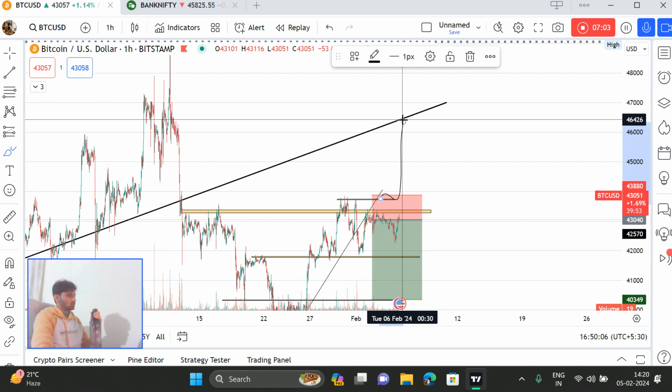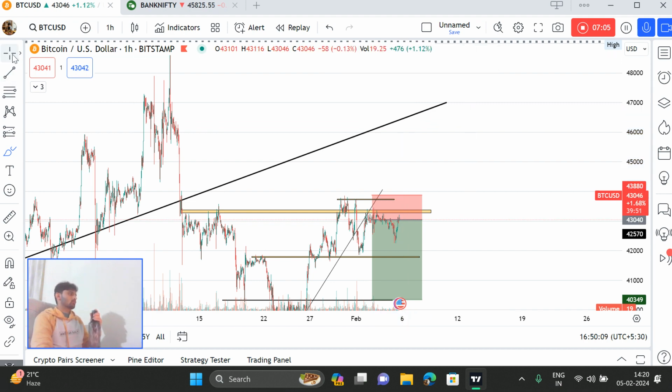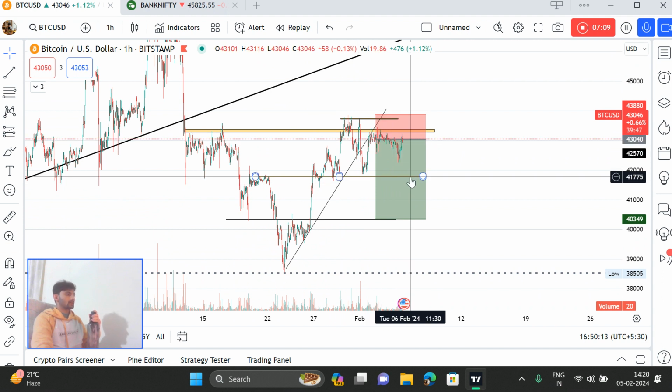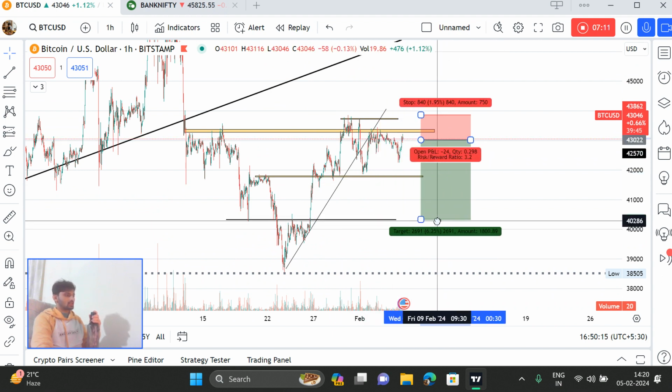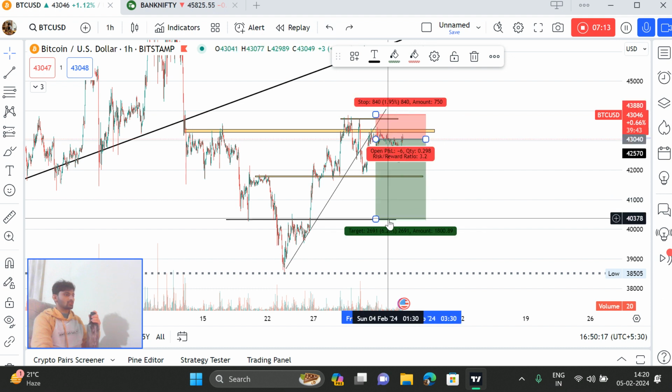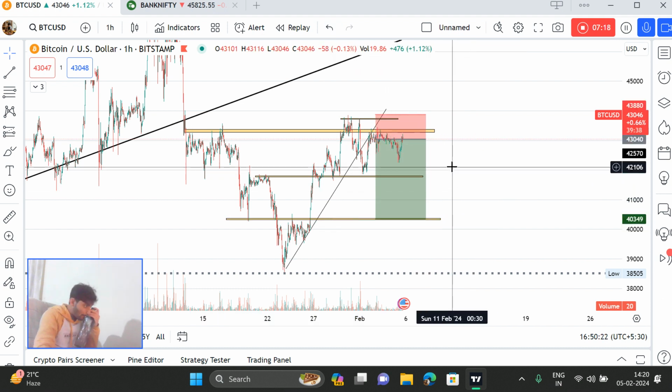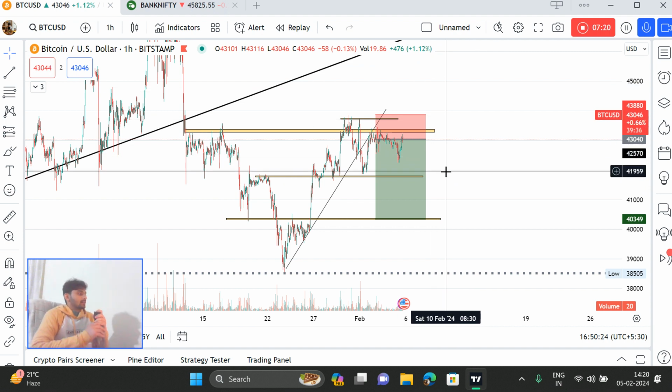If it doesn't break out this one level, we can wait for the next trade and execute your trade here, and you can change your target here, right? So you have to wait for here, right? This is two way.